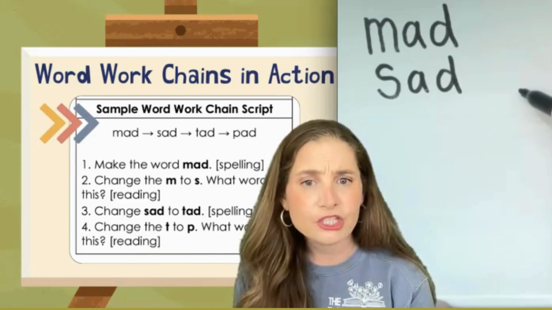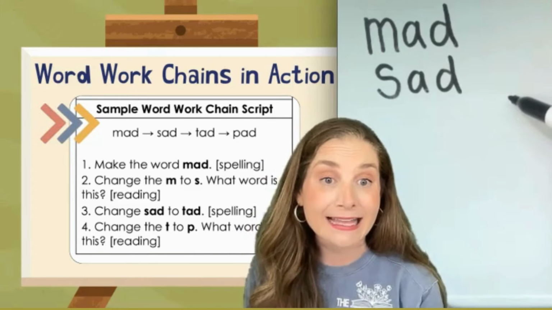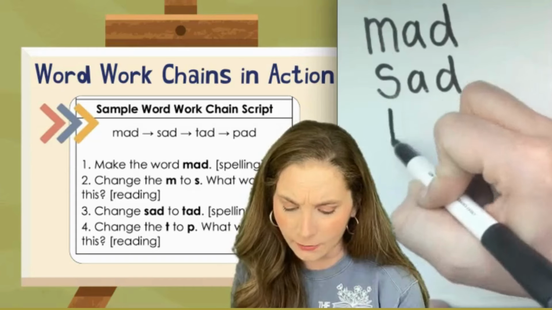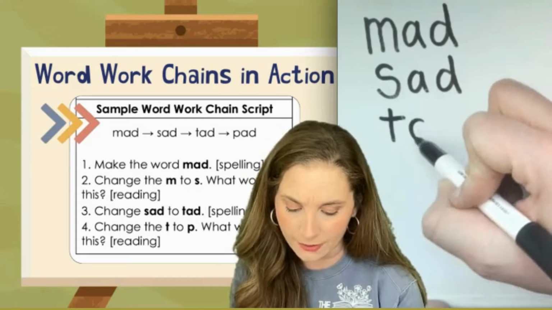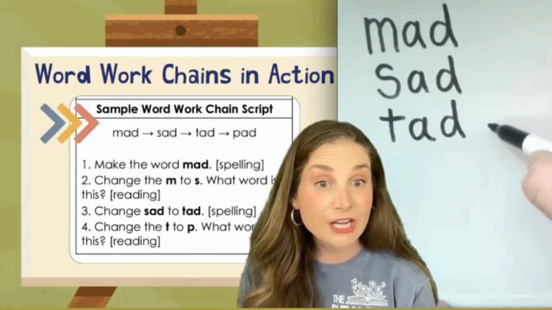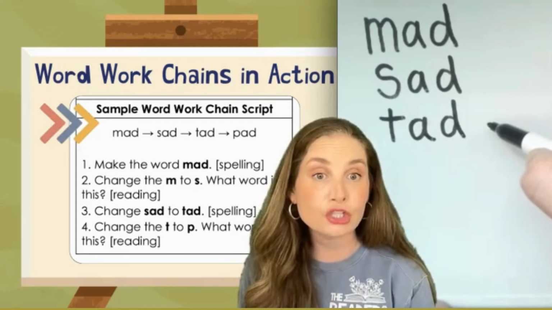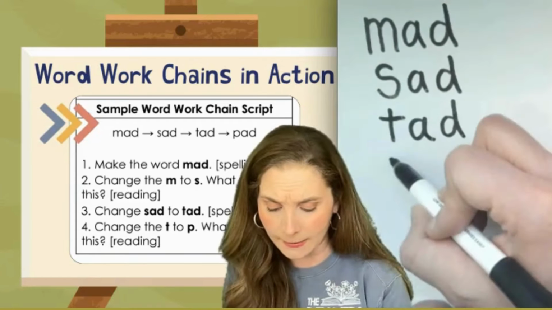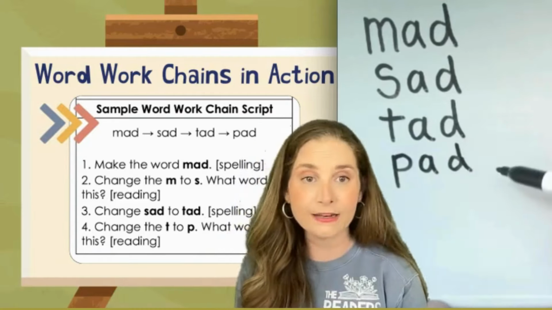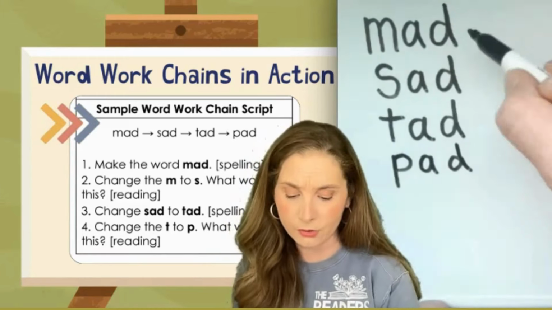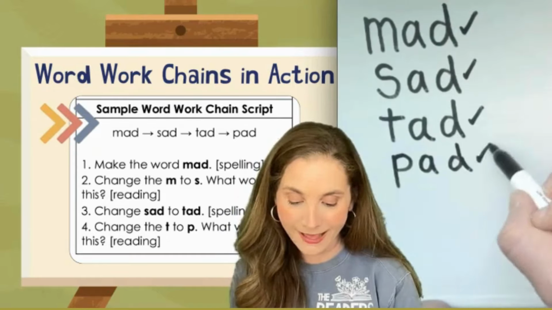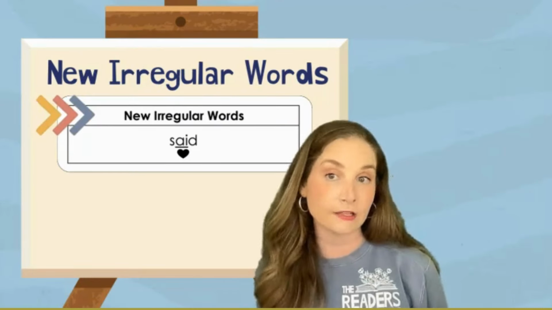Okay, now what do you need to do to change sad to tad? Sad to tad. Tad. Oh, and if they need help, you could help them sound and stretch that word out. You can segment it out. Tad. And then finally, I'd like you to change the T in tad to a P. What word would that be? Beautiful. Can you read all the words that you just wrote? Mad, sad, tad.